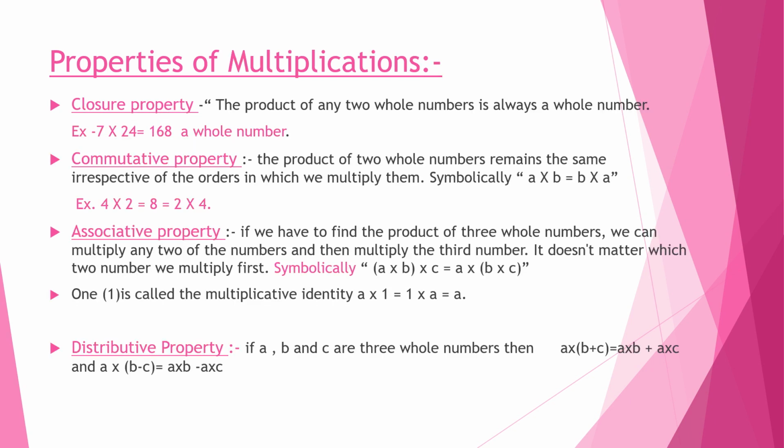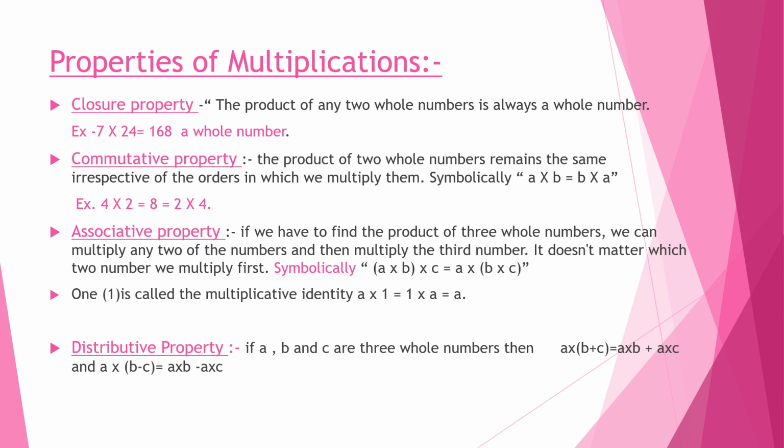Properties of multiplication. Closure property. The product of any two whole numbers is always a whole number. Example, 7 into 24 is equal to 168, which is a whole number.